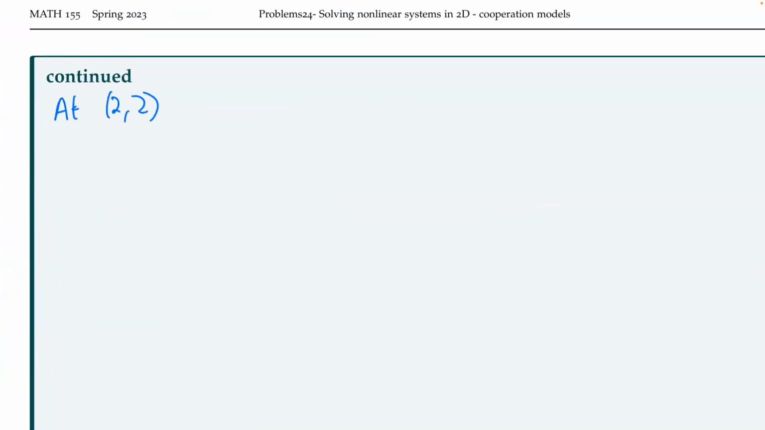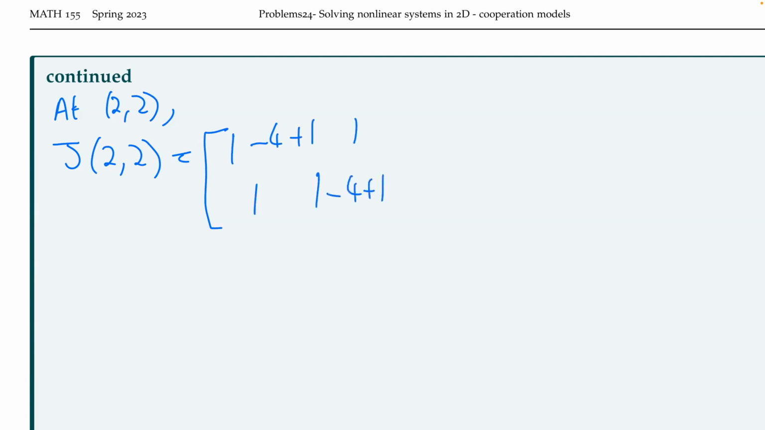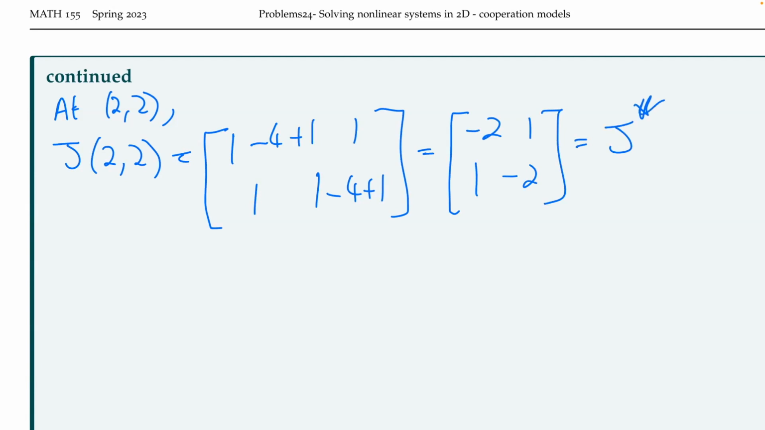So at 2, 2, the Jacobian this time is going to be 1 minus 4 plus 1, 1, 1, and again 1 minus 4 plus 1. It's nice because this is symmetric. So we have minus 2, 1, 1, minus 2. I'm just going to call this J star for convenience.